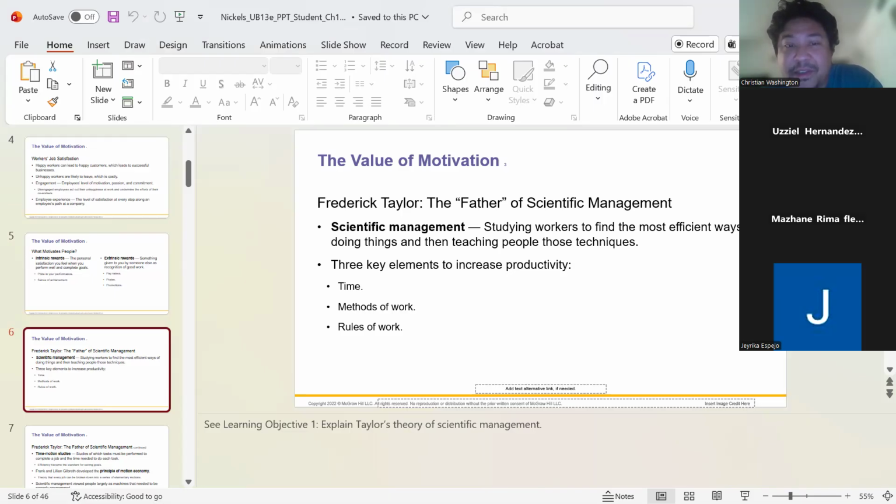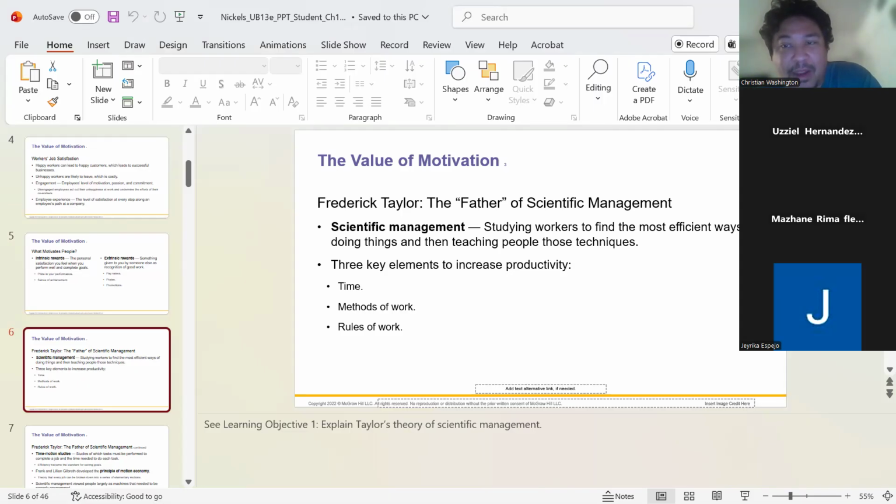So in this case, three key elements to increase productivity are time, methods of work, and rules of work. A lot of this is more psychological based. Some of it is also based upon the type of work that was being done, right? You had less automated work, you had more manual labor. And that's important, right? Because the studies that they did on efficiency were based upon manual labor jobs.